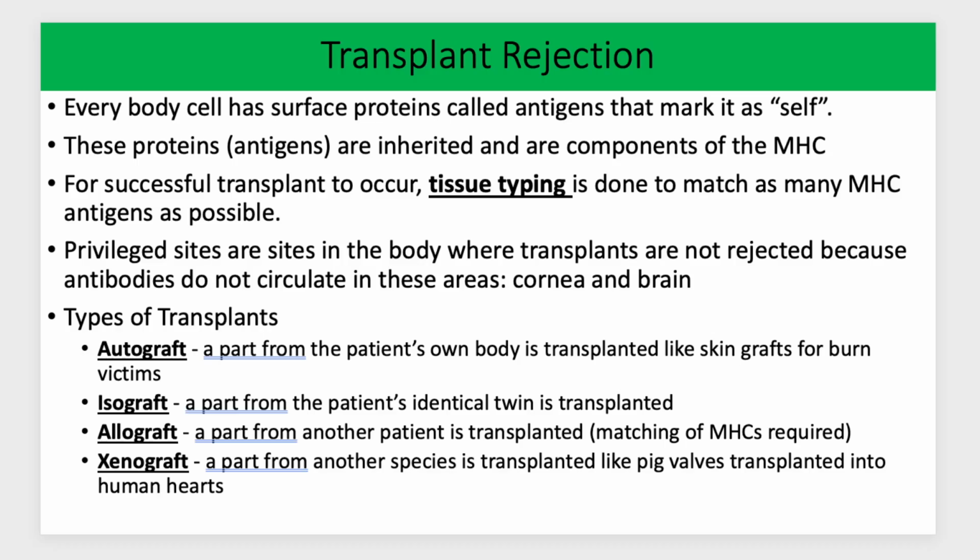So what are some types of transplants that we have? Well, we have autograft. Auto means self. So this would be when you take something from the person's own body and move it somewhere else. For example, a skin graft.